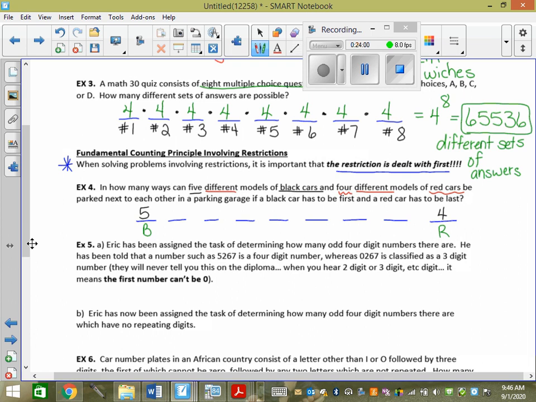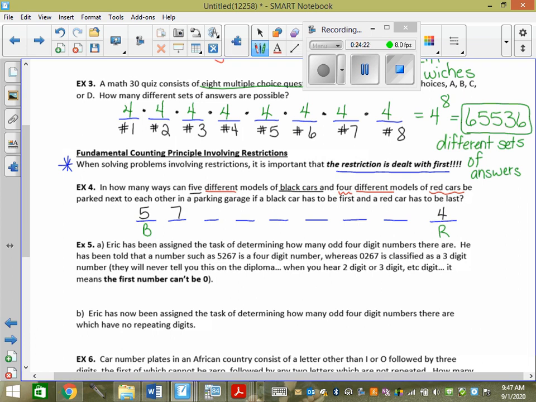How many cars do I have left? 7. I don't care if they're black or red anymore. I just care how many cars I have left to park for the rest, right? Because there was no restrictions on these. They could be whatever they want to be, right? So I'm going to start from left to right, but I could start from right to left. I could start in the middle. It doesn't matter. But I'm going to start on the left. So I have 7 cars for this spot now, right?